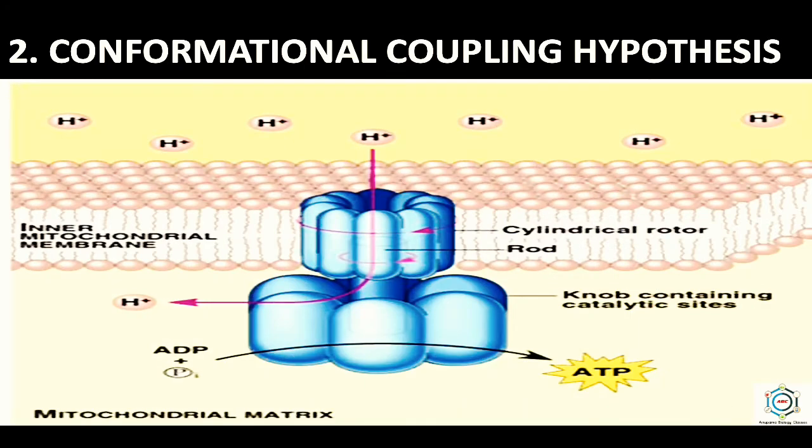Now, the second is the conformational coupling hypothesis. What is this? According to this hypothesis, the mitochondrial membrane undergoes structural changes which induce high energy states or conformations. These conformations favor release of energy which is used in the ATPase catalyzed production of ATP from ADP and inorganic phosphate. This theory does not hold much support due to lack of evidence.